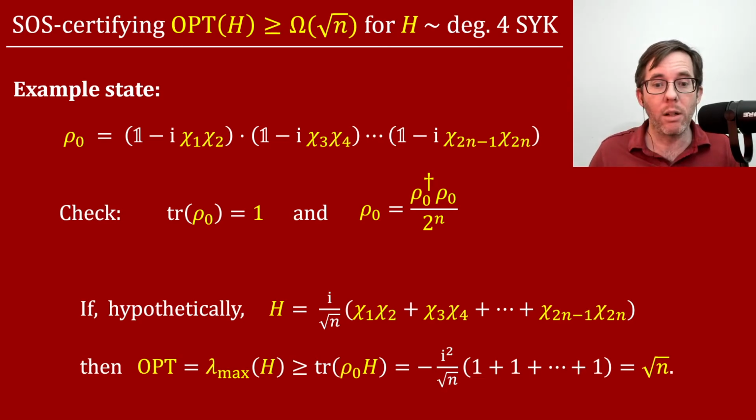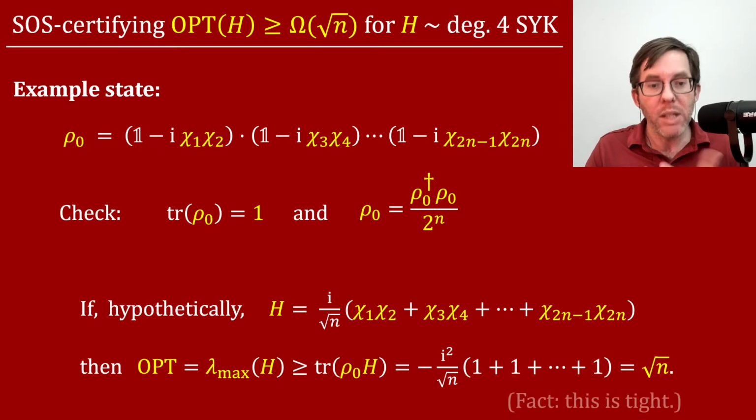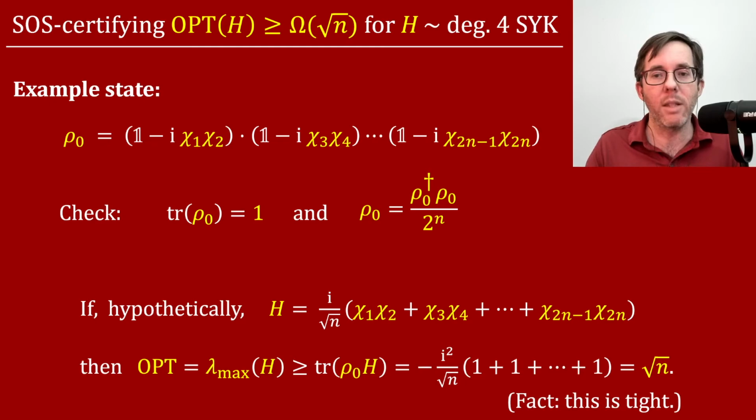So this rho naught here witnesses that the optimum for this simple degree 2 h is at least square root n. Because we're able to rather explicitly write down this rho naught and compute its trace with h. And incidentally, by the way, this lower bound happens to be tight for this particular h. Its optimum really is equal to square root n.